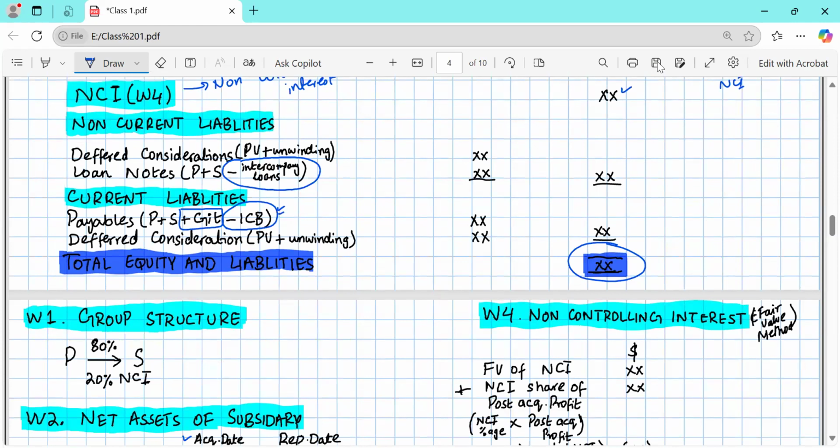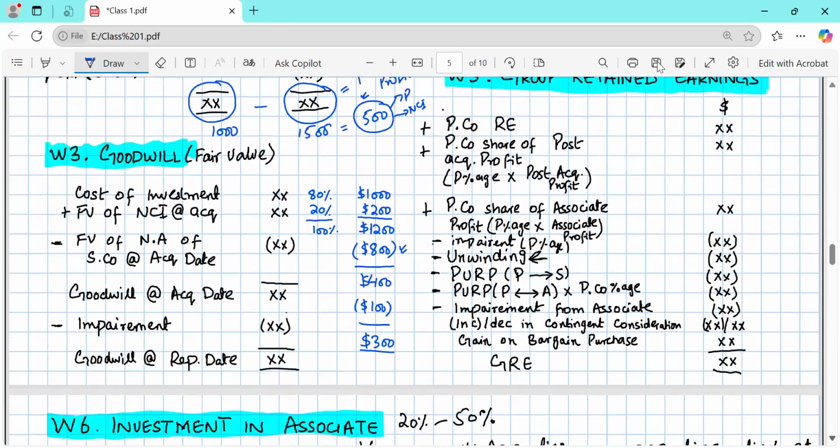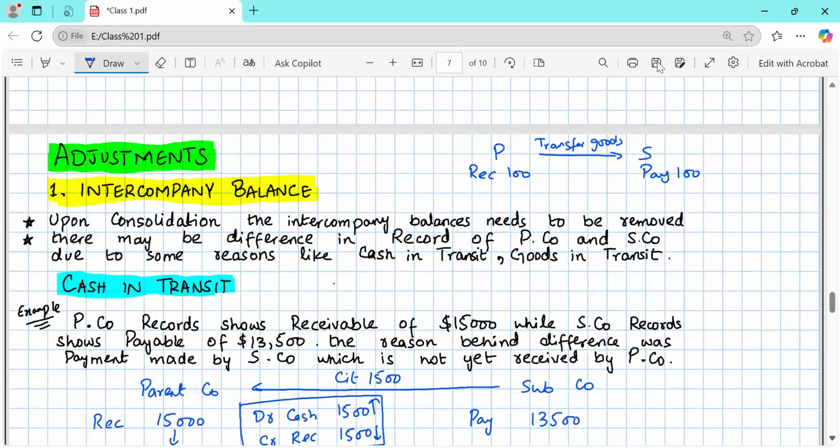You need to adjust GIT, and then you need to remove the intercompany balance. Similarly, in the case of CIT, you need to adjust CIT and then remove the intercompany balance. Got the point? Okay.